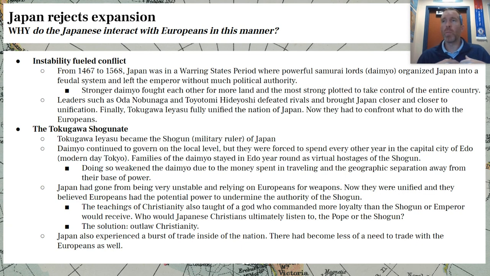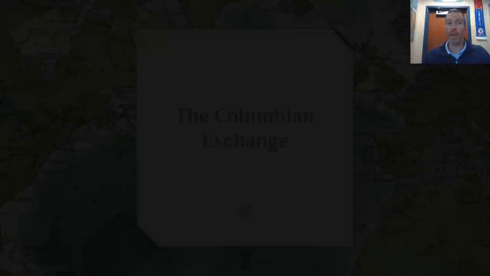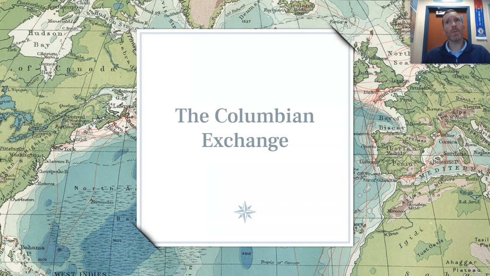And when you have stability in this country and Christianity is on the way out, trade can start to flourish inside of Japan. So then they start to say, well, economically, we don't really need Europeans as well. So then they're going to restrict European trade too, heavily. So that's where we're going to leave it for now.